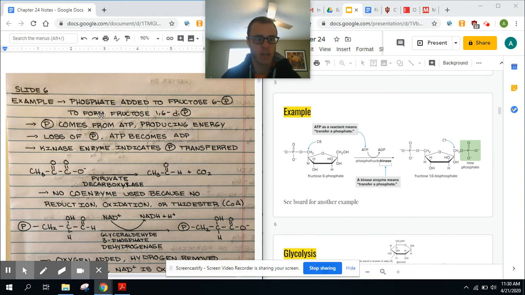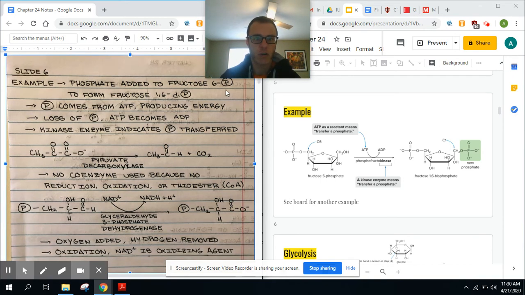Phosphate is added to fructose 6-phosphate to form this. The phosphate comes from ATP. When ATP does that, you get a little burst of energy. With the loss of phosphate, ATP becomes ADP. We're going to turn it back in a little bit. Kinase enzymes indicate that phosphate is transferred. Now you're going to see these P's with circles around them. That's phosphate. Phosphate is a long word, and I don't want to write it all out, so start getting used to that.